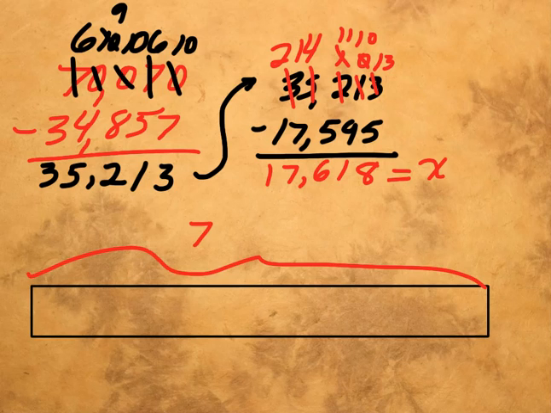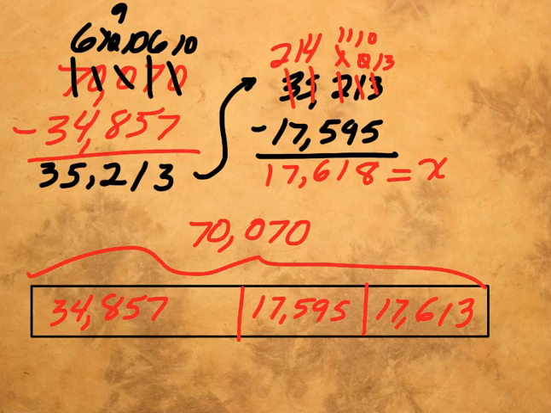So guess what happens? My x value is 17,618. And that's what it looks like as a finished product. Isn't that exciting? You can say yes.